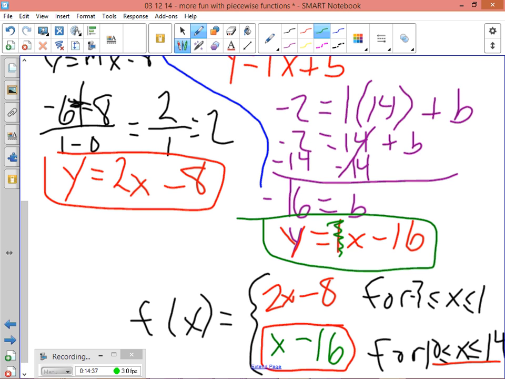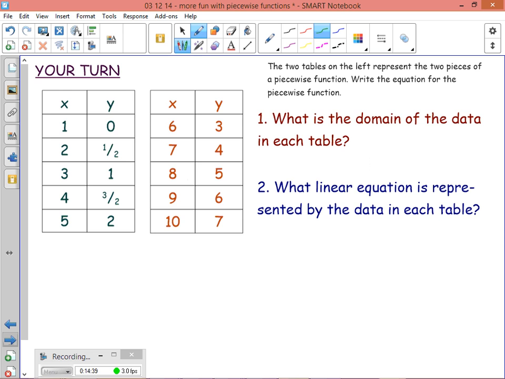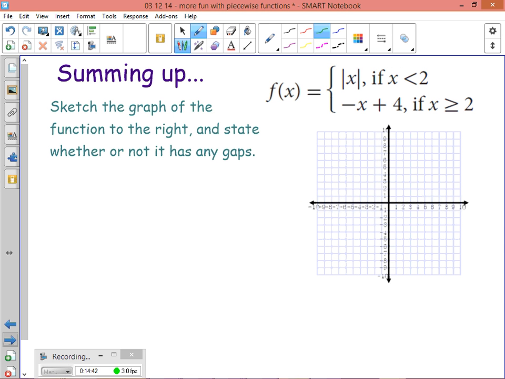Next, you are going to do the same thing with this question right here. And we're going to sum up with a final question. I want to sketch the graph of the function to the right and state whether or not it has any gaps.